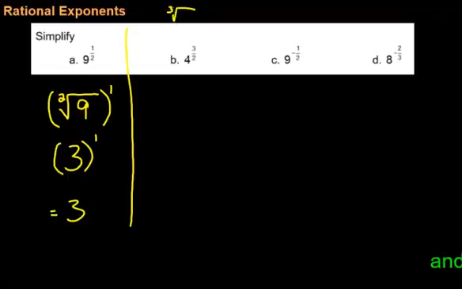When there's no number at all, we assume that there is a 2 there. And so we call this the square root sign. Okay, so that's something that you may not have known.